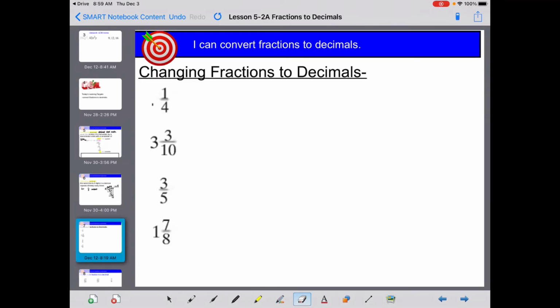So, changing fractions to decimals. Simply divide the numerator by the denominator. Numerator divided by denominator. Let's try it. 1/4. 1 divided by 4. 4 does not go into 1. I add a 0, and I place the decimal straight up. 4 does go into 10 2 times. I add a 0. 4 goes into 20 5 times.